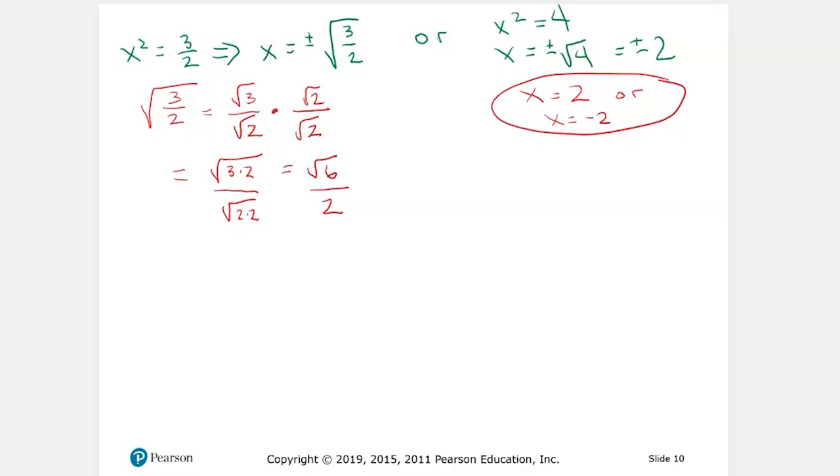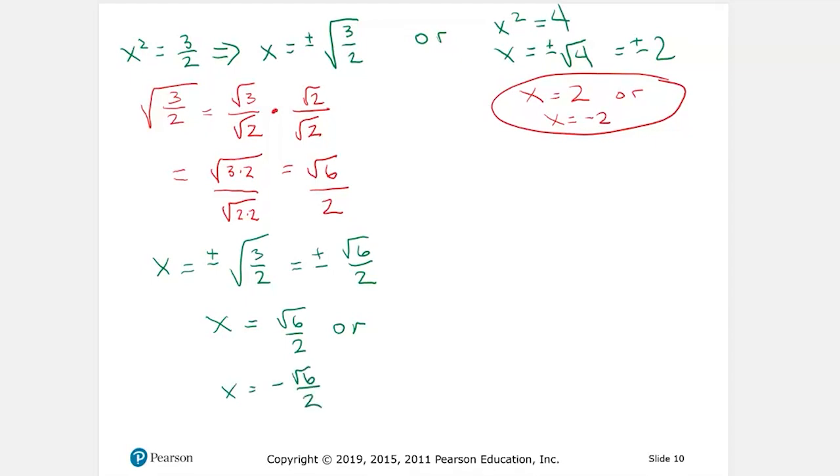We started with x equals plus or minus the square root of 3 halves. And we've turned that, by rationalizing, into the square root of 6 over 2, which means I have, again, two solutions: x equals positive the square root of 6 over 2, or x equals negative the square root of 6 over 2. So now I have 4 solutions to this one problem.